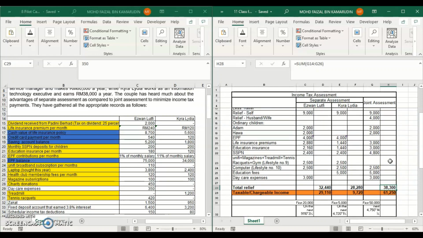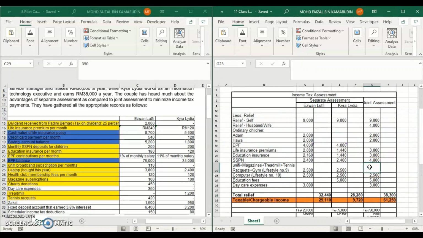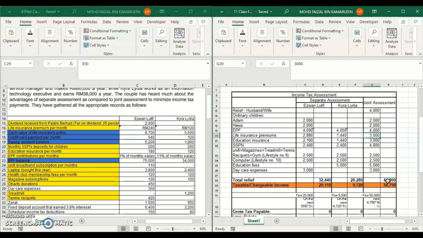Okay, so let me check. Okay, we missed this one. So we should put 2500 here as well. So then the total is actually 40,800. So let's check whether we left anything else. Yes, the EPF as well. So we put 4,000 for EPF. Then actually the total relief for the joint assessment is 44,800. So as I mentioned earlier, how do we get this one?